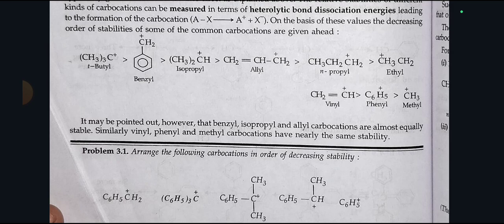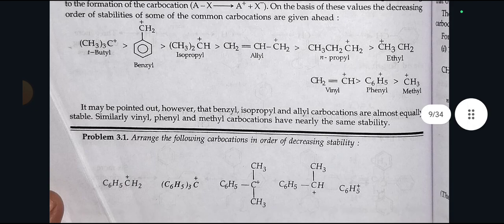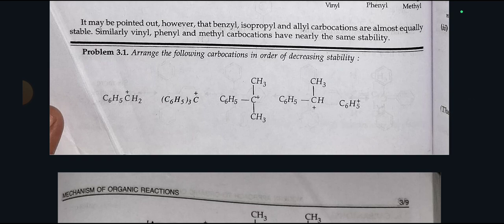(CH3)3C+ (tertiary butyl), then C6H5CH2+ (benzyl), isopropyl, allyl, n-propyl, ethyl, vinyl, then phenyl, then methyl, CH3+. It may be pointed out, however, that the benzyl, isopropyl, and allyl carbocations are almost equally stable. Similarly, vinyl, phenyl, and ethyl carbocations have nearly the same stability.